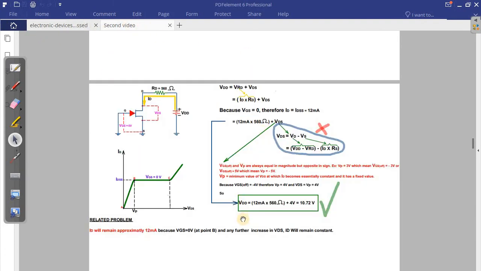Let's come back here, guys. If we increase VDD, we know that we are already here, because we got 10.7. But if we keep increasing VDD, what will happen? The value of ID will stay constant, which is equal to 12 milliampere. So I say ID will remain approximately 12 milliampere, because when VDD is 10.7, we are at point B already. So any increase, ID will stay approximately constant. So between B and C, approximately constant.